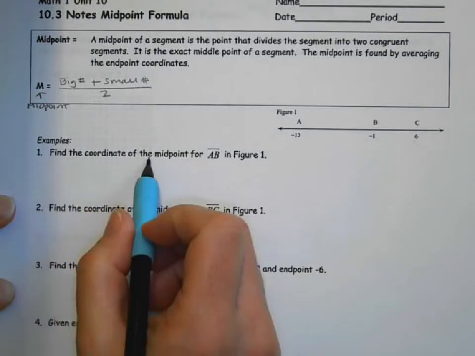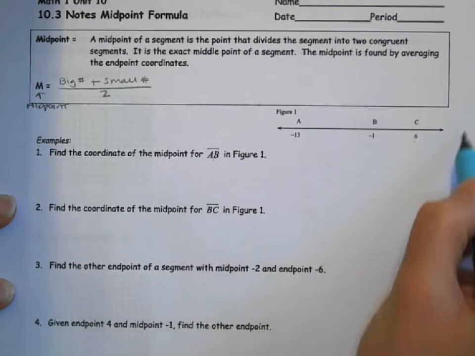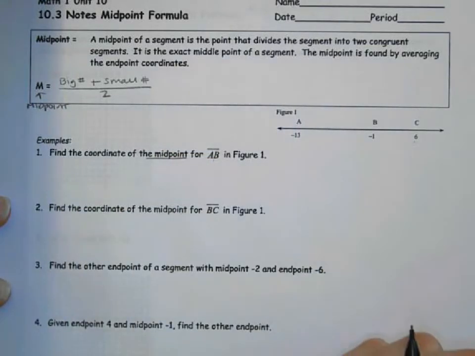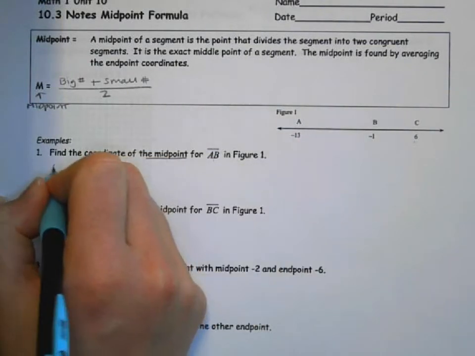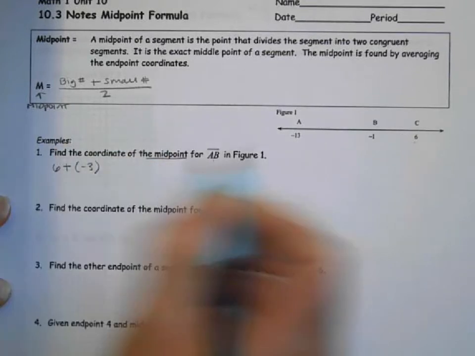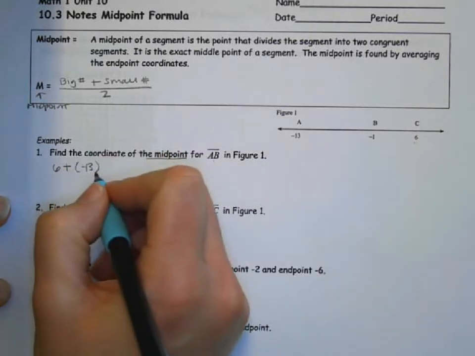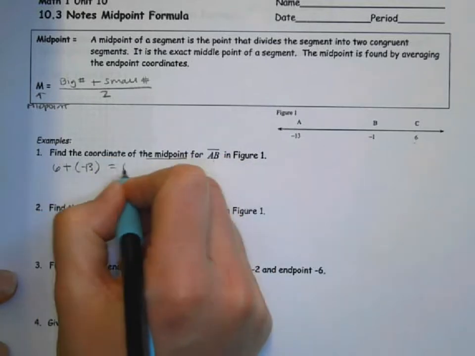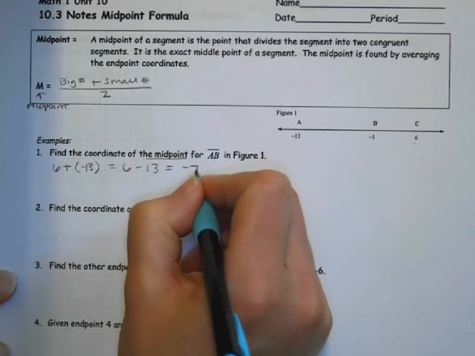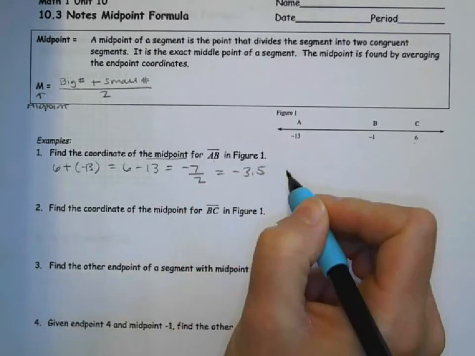So what we're going to do is find the coordinate of the midpoint of segment AB in figure 1. The midpoint right here splits it into two congruent parts. So I'm going to take 6 plus a negative 13. And remember, 6 plus a negative 13 is 6 minus 13. So we get negative 7. And then we divide that by 2, which equals negative 3.5.